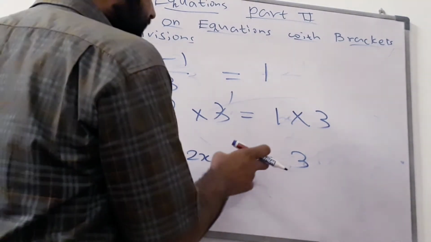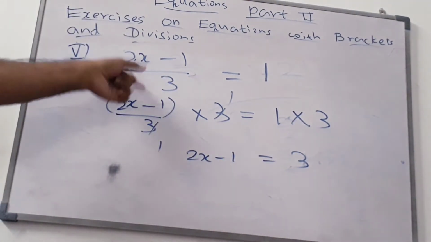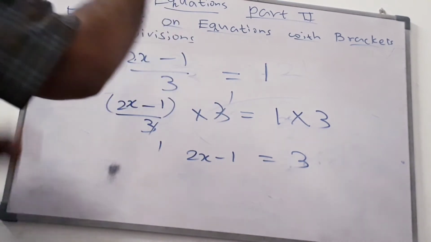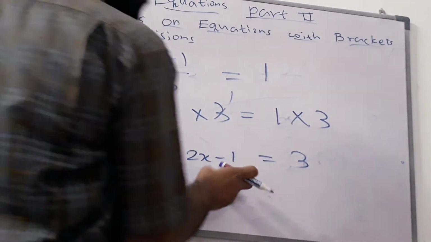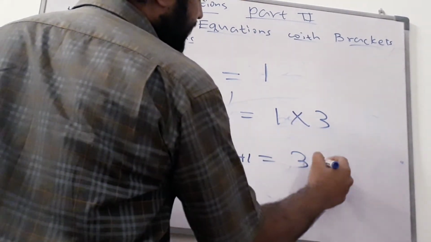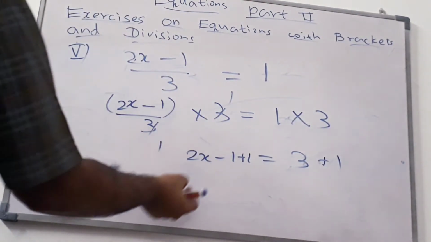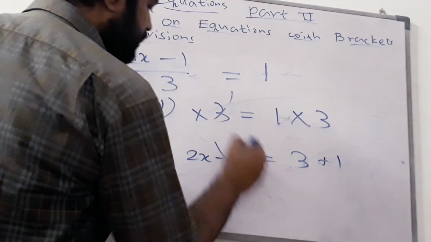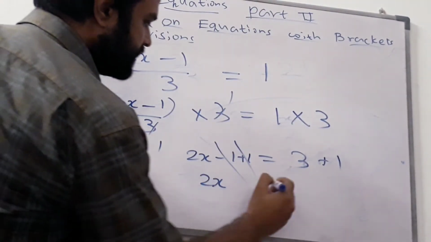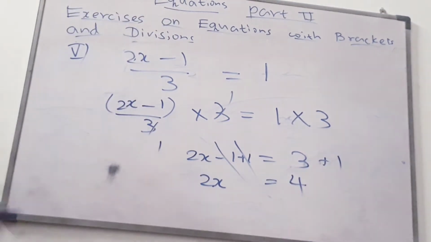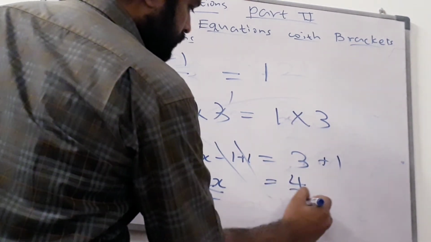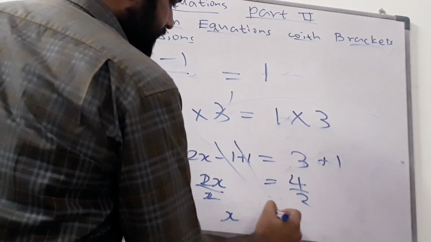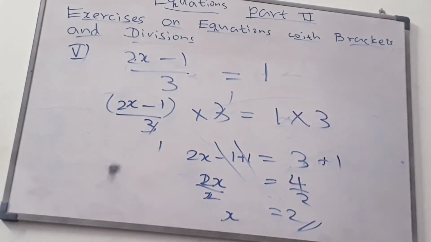Now we can remove minus 1. Before that there is a nuisance called 3, so we have to remove 3 first. Now it's over. Now we can easily remove minus 1, by adding 1. If we add plus 1 to the left side, we have to do the same thing to the right side. So minus 1 to plus 1 goes, 2x equals 4. Now we can remove 2. So x is equal to 2. This is the answer.